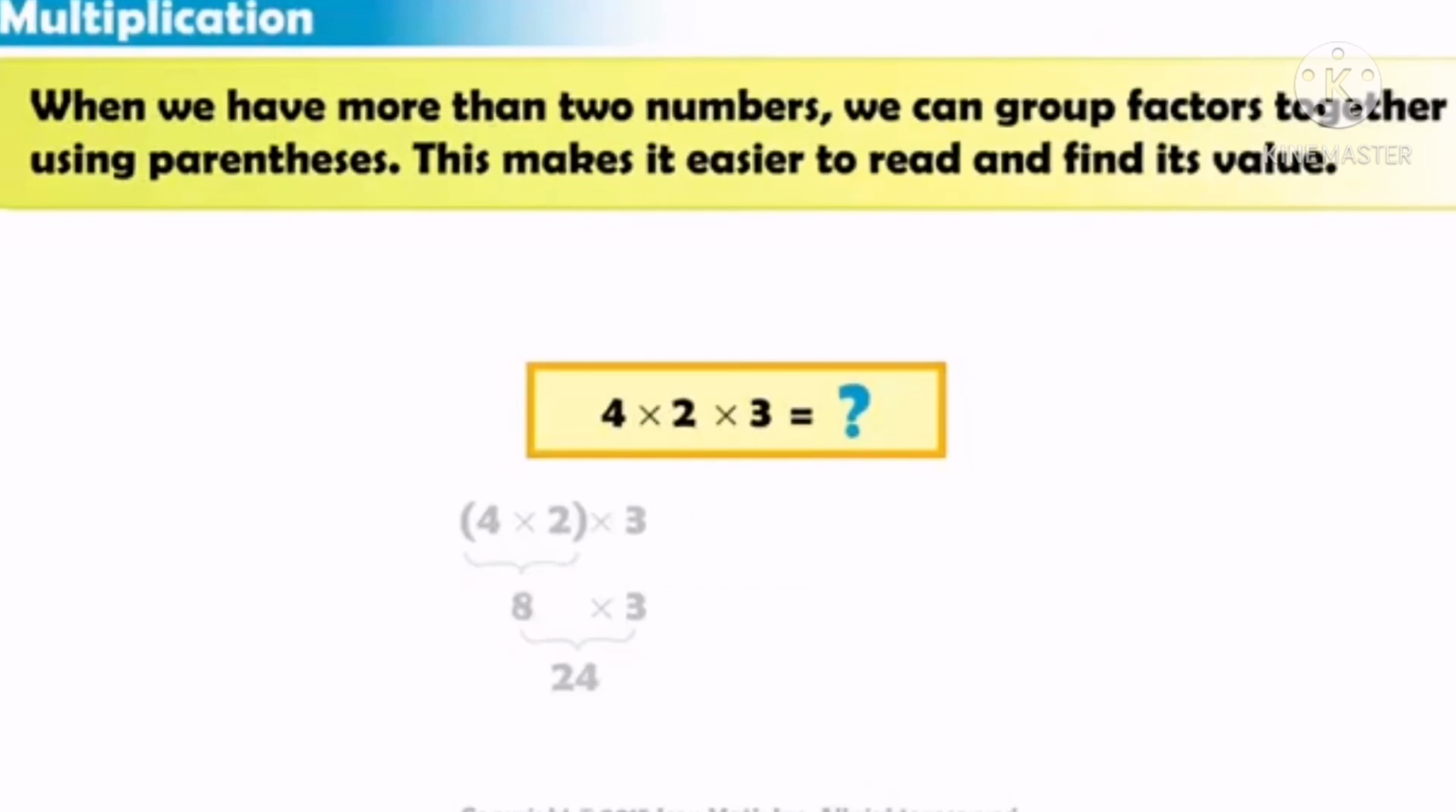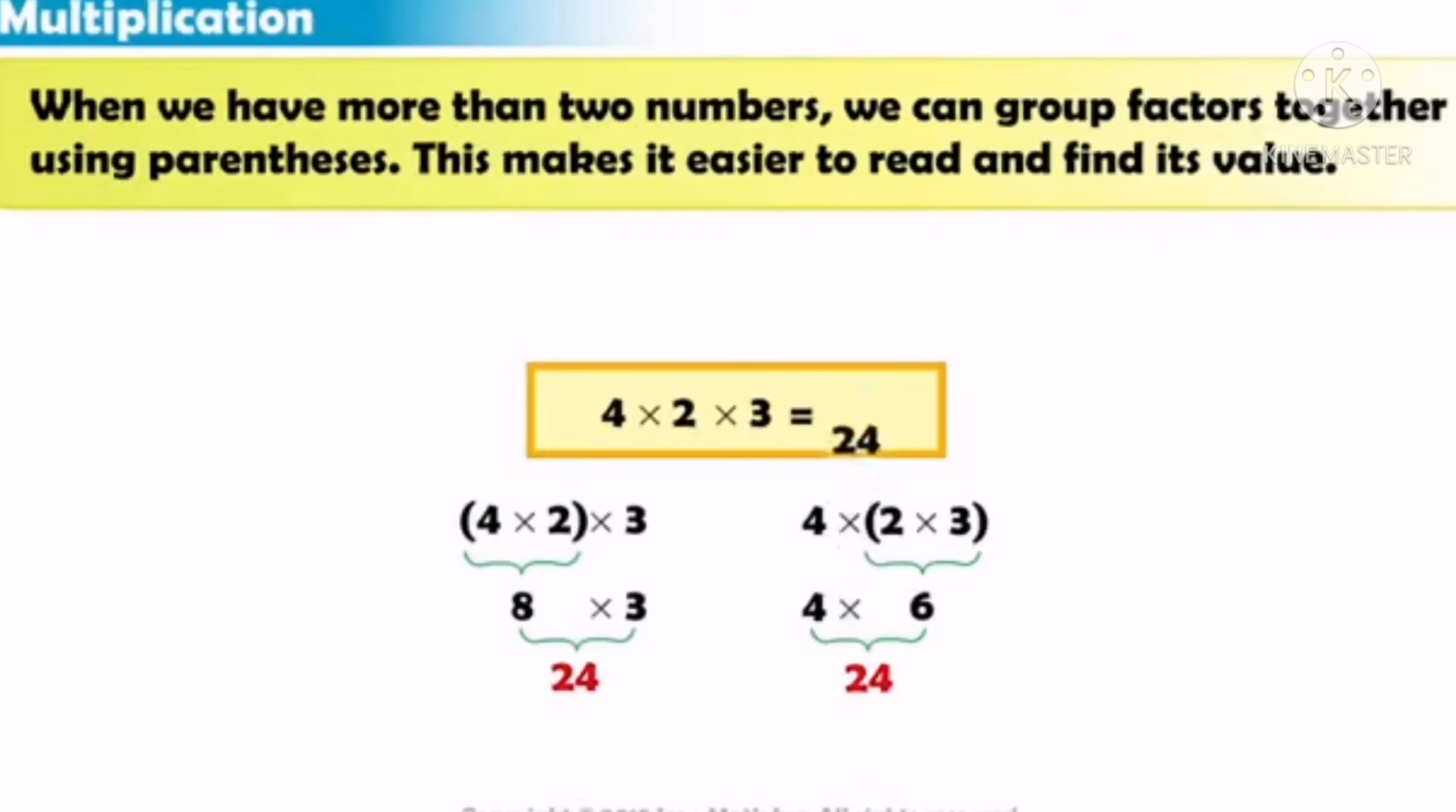But suppose we go back to the original sentence and we group together the last 2 numbers, which are 2 and 3. Now let's try to evaluate the new multiplication sentence. So what is the product? To find the product, we are going to multiply first the numbers inside the parentheses. So 2 times 3 is equal to 6. Now we have 2 numbers, which is 4 times 6 is equal to 24. Now we've got the same product, which is 24.